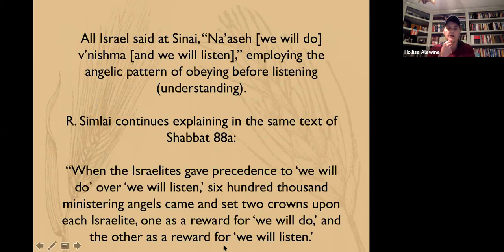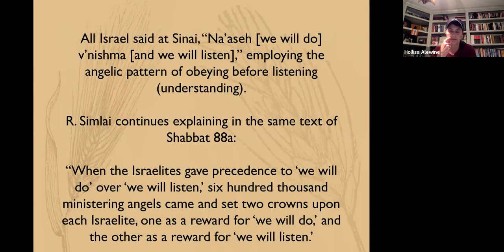And so they take it back from here. This says, all Israel said at Sinai, Na'aseh, we will do, V'nishma, and we will listen, we will hear. They were employing that angelic pattern of obeying before listening, which means understanding. When we say hear or listen, it means to also comprehend. And in Jewish thought, you really can't separate obeying from hearing, by the way. They're considered two stages of the same thing. How in the world would you obey without hearing, and how would you hear without obeying?